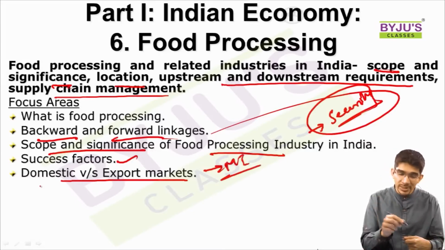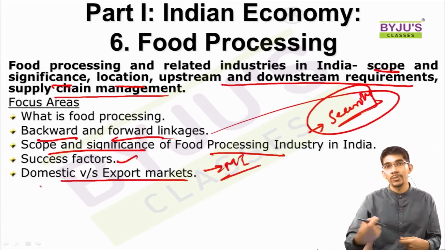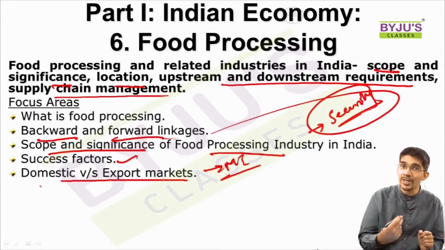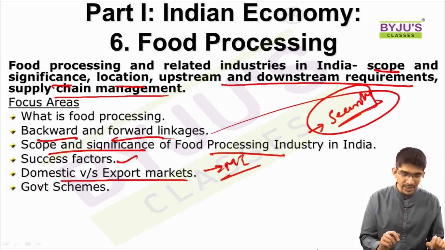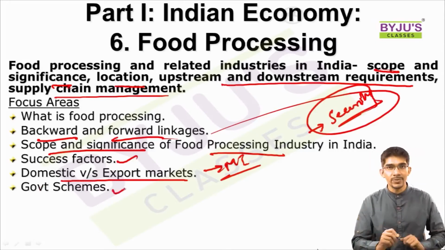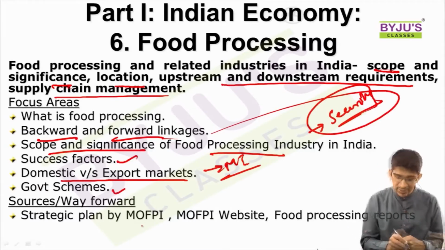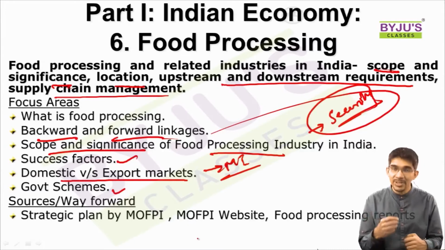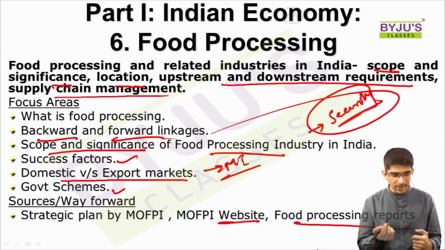Should most of food processing be for domestic consumption, or should we also be doing more for export markets? Can we do a lot of export-led growth in food processing? Those are some of the issues that can be discussed. Different government schemes again become very important. So sources: the strategic plans by the Food Processing Ministry, their website, and their different reports become useful sources.